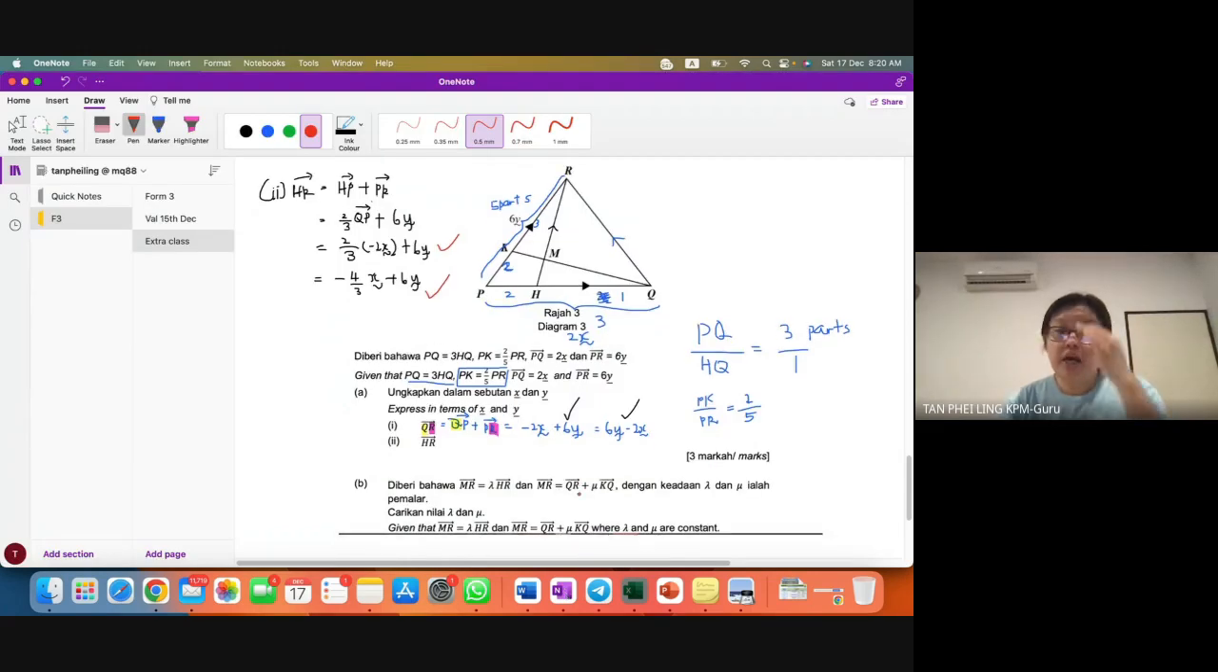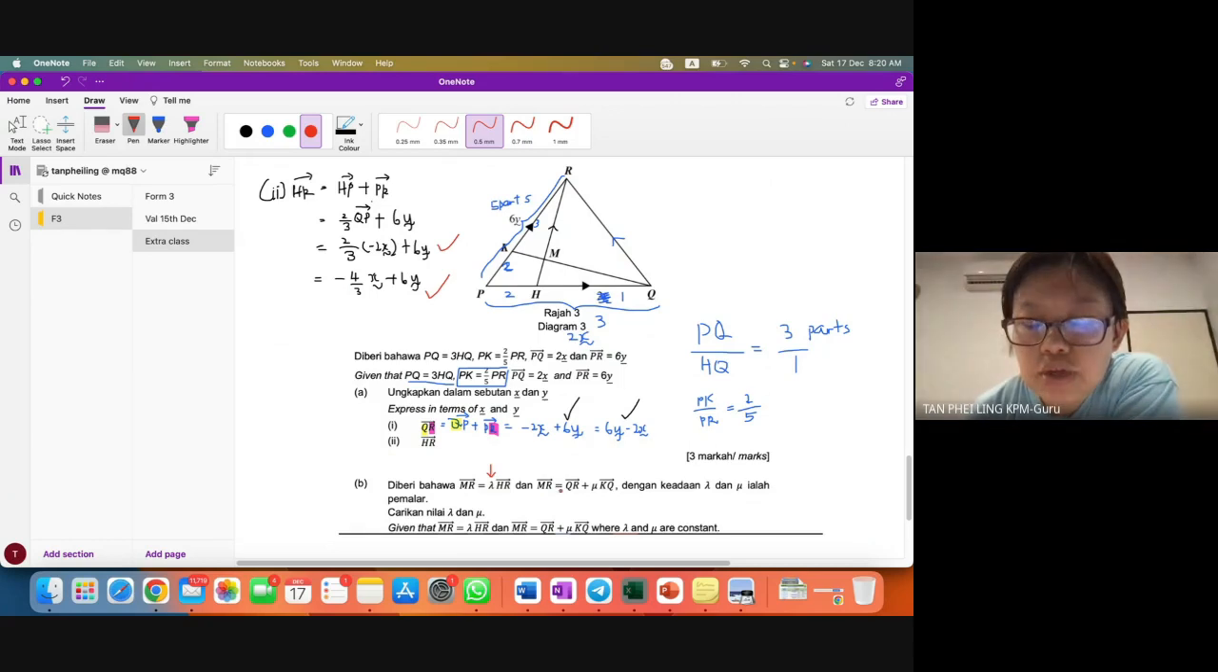Okay, so now it's given that you have MR equals to lambda HR. So MR is actually equivalent to lambda HR. So where's HR? HR here. Lambda, which means they are parallel. So parallel, usually you will use a lambda in front.